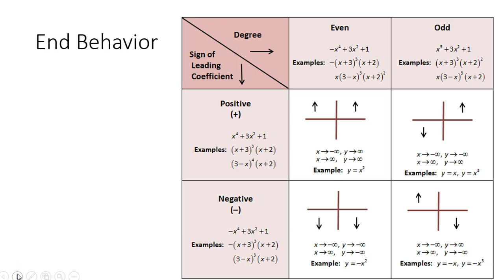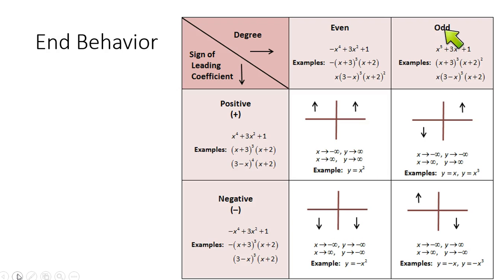So in end behavior, there's essentially 4 different types of end behaviors. The first thing you want to look at is what is your degree. If the degree is an even number, so if the highest exponent is an even number, such as 2, 4, 6, 8, 10, that means that the behaviors will be the same on both sides. If it is an even degree with a positive leading coefficient, both sides will go up, or they will both rise. But if it's an even degree with a negative, then both sides will fall.